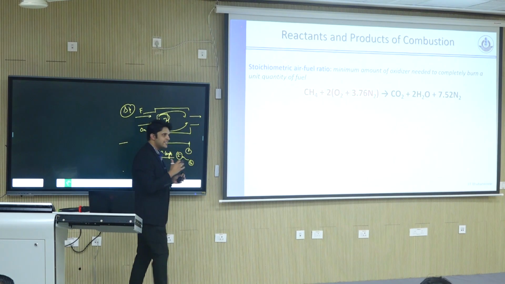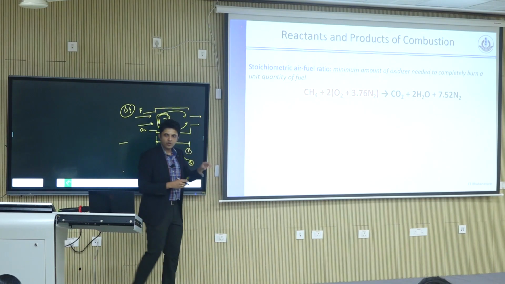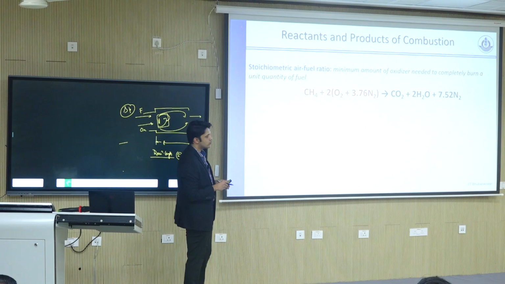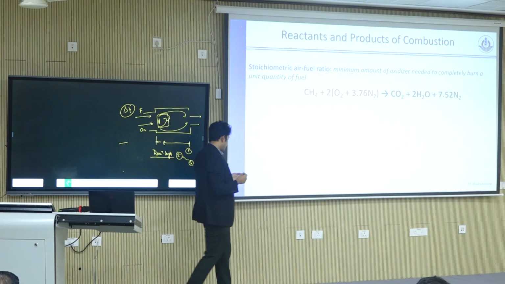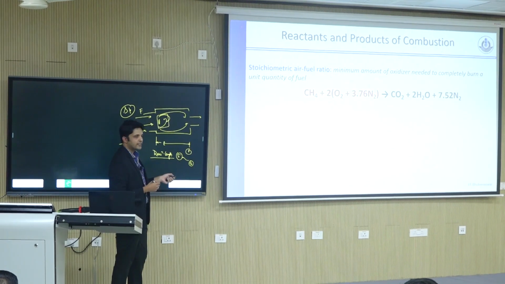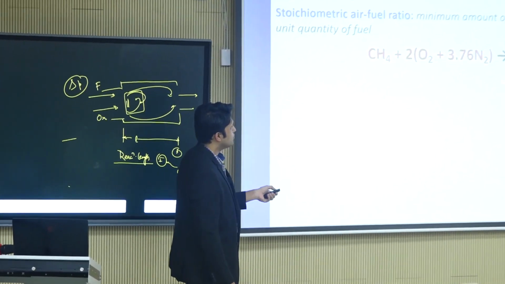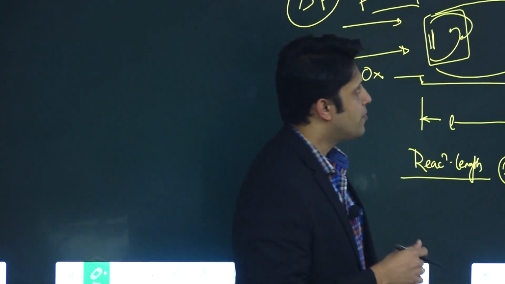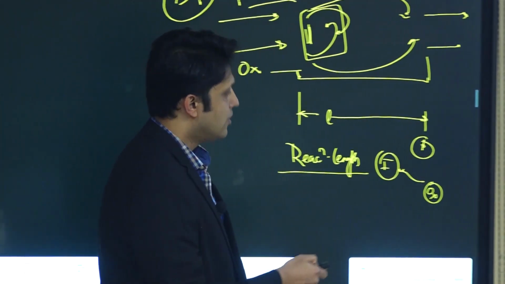Alright, so those are the challenges. Now we understood that chemical reactions are very important to understand combustion. We all know the stoichiometric air fuel ratio. That is the minimum amount of oxidizer that you need to completely burn one unit amount of fuel. If you have methane and this composition of air, you need 2 moles of O2 and 7.52 moles of N2. That gives you complete combustion products. This proportion is called your stoichiometric ratio.